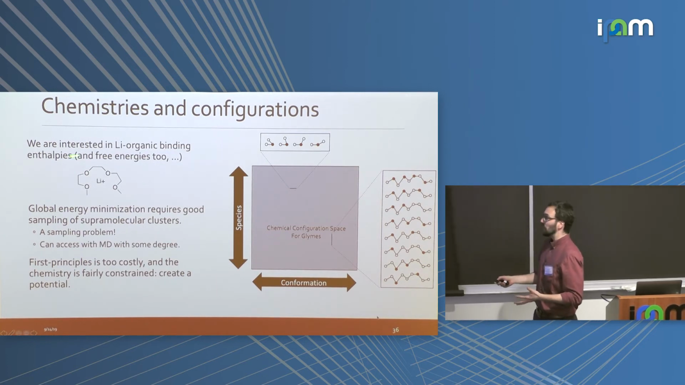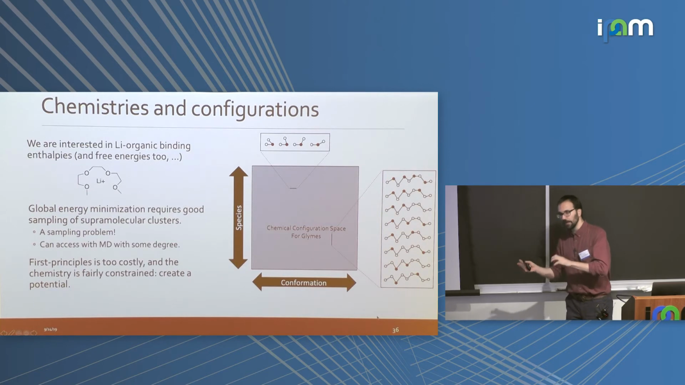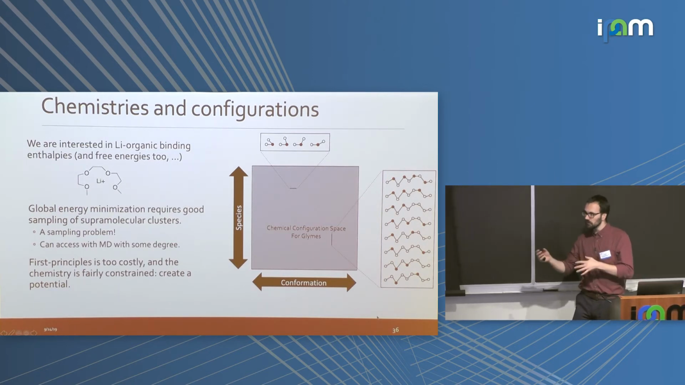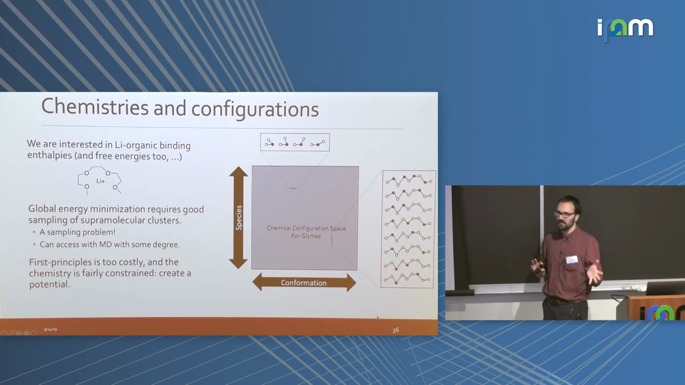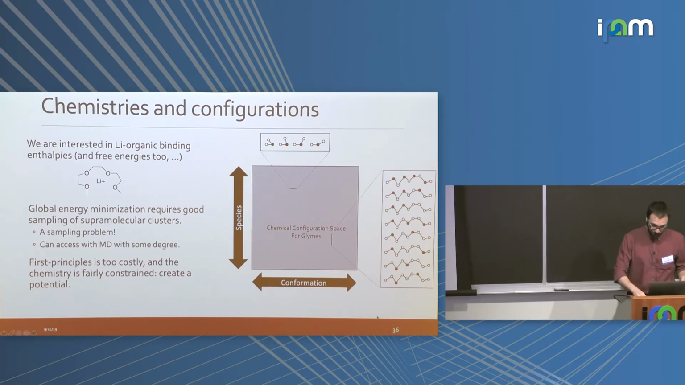And the chemical space is not huge, right? It's this interaction that is electrostatic. There is probably some polarization of the lithium on the oxygen atom, so it's not exactly classical, but it's not very difficult to learn. So this is what we went out to do.